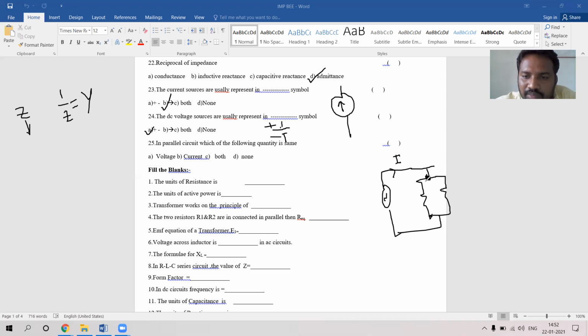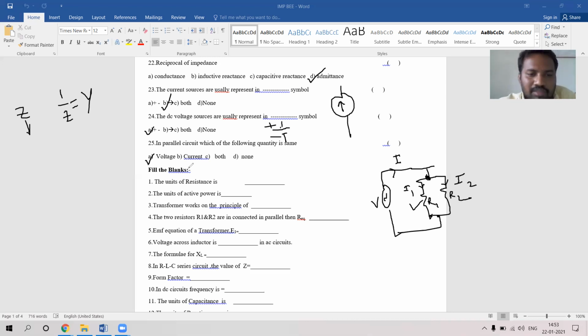This current will split into two parts, I1 and I2. So what we can observe is that current will divide. Okay, current is divided. But what about the voltage? The voltage applied to this node is the same voltage applied to the R1 resistance and the R2 resistance. So clearly we can say that in parallel, voltage is the same.